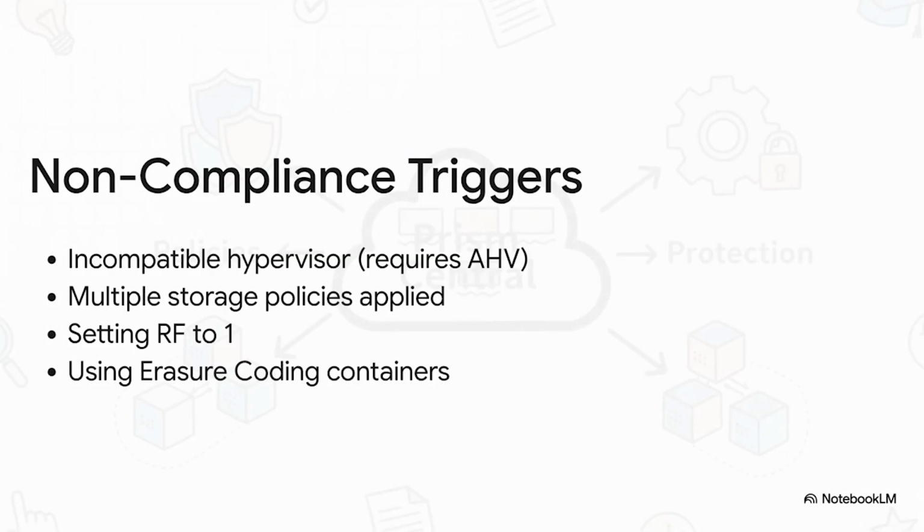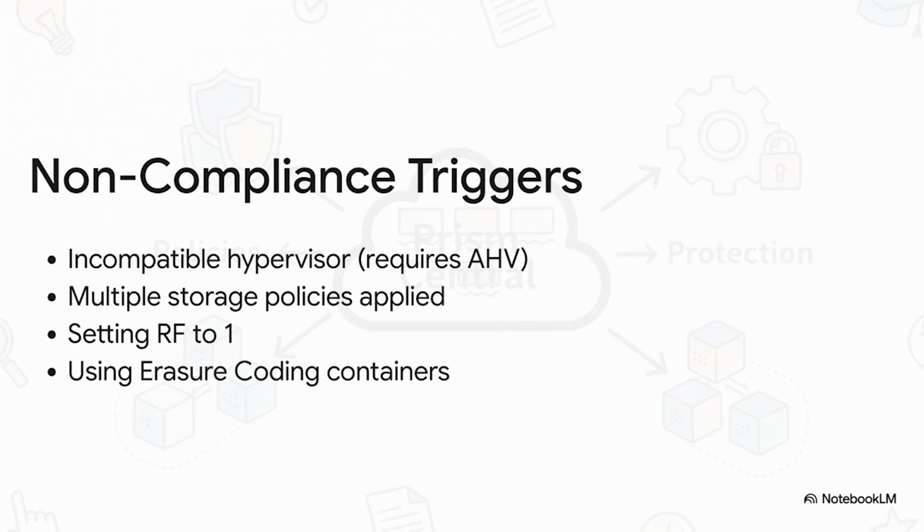Beyond delays, you also have strict edge cases that trigger immediate noncompliance. First up, storage policies are heavily tied to Nutanix's native stack, meaning they exclusively require the Acropolis hypervisor. If you try this on an ESXi or Hyper-V cluster, it's going to fail. Second, watch out for category overlap. If you assign multiple categories with conflicting policies to a single VM, only one applies. The others will instantly report as non-compliant.